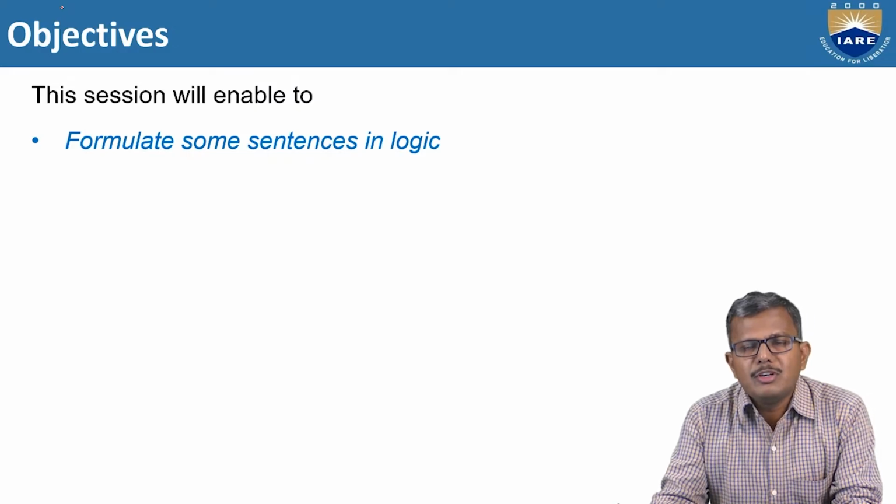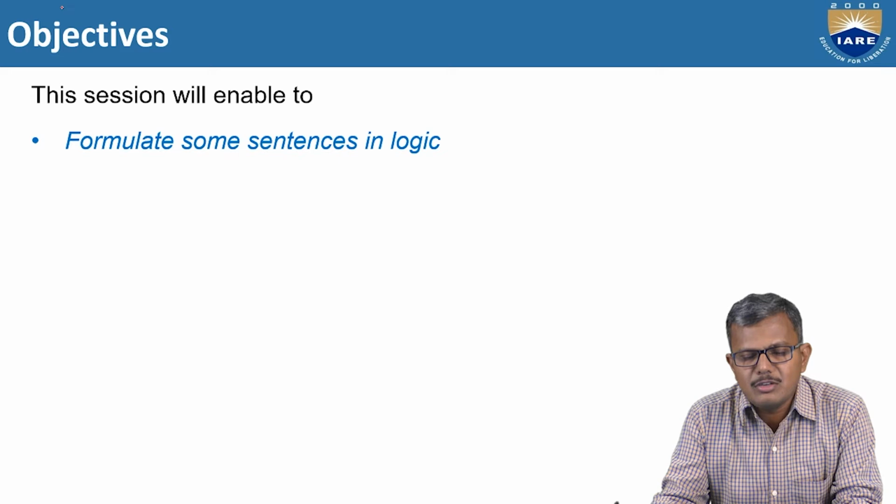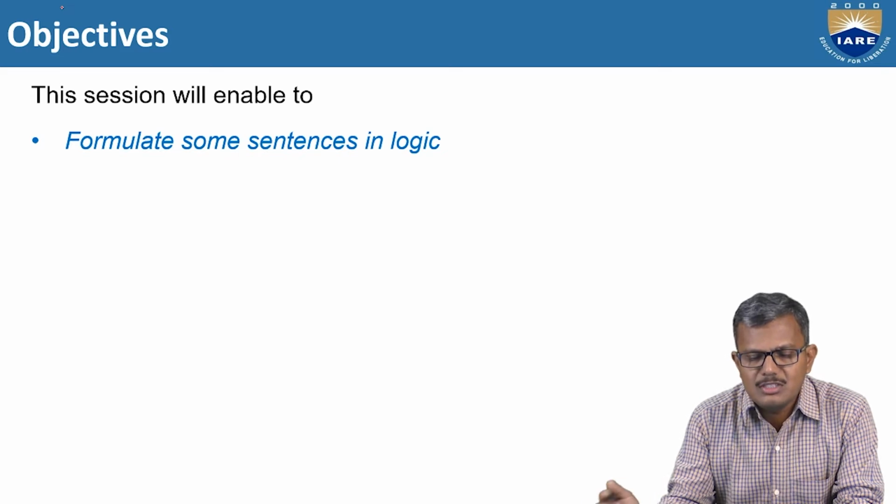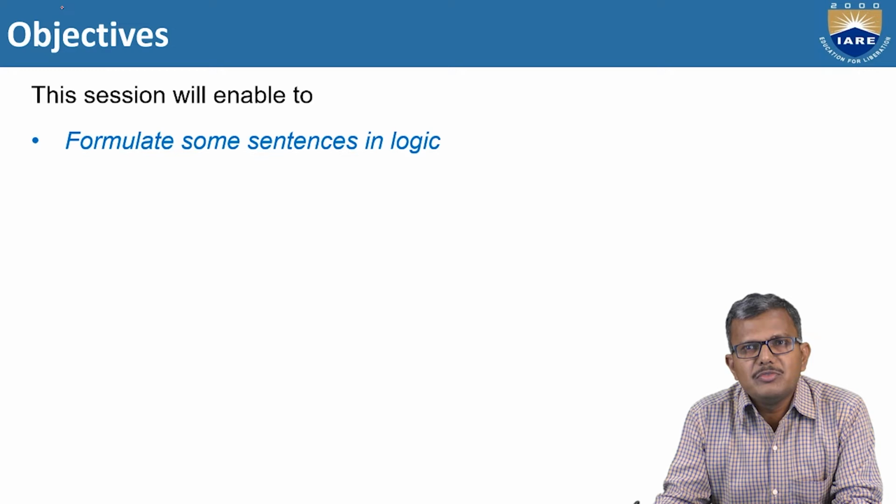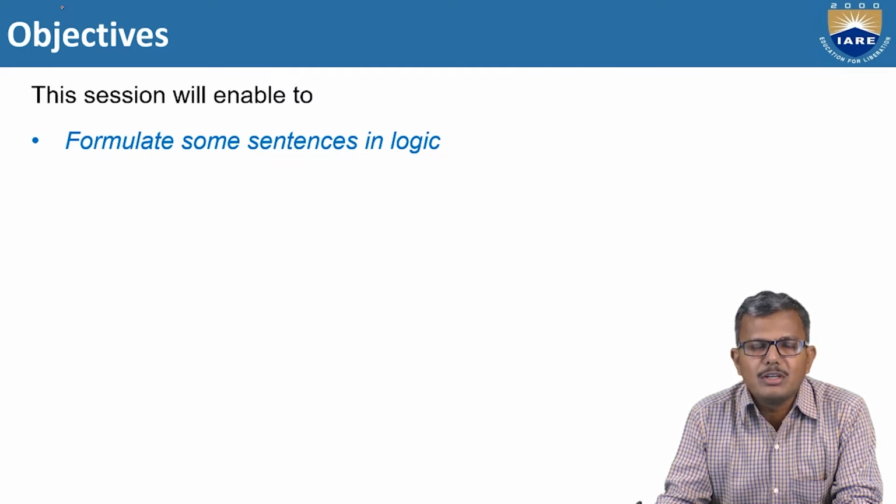So first of all, before moving into learning what this predicate logic is, let us see some of the objectives. Today's objective during this session is to formulate some of the sentences in logic. In the previous session we discussed that the representation of specific knowledge in terms of logic is very important. So for that, what are the essential elements required? By taking the help of those essential things, how we can represent the knowledge in the form of logic, that we will try to see with the help of some examples.